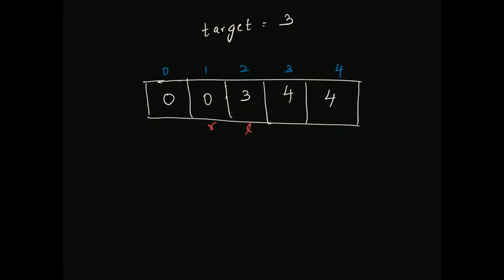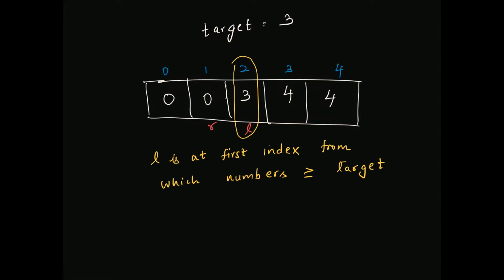Left pointer is now at the first position where the value is greater than or equal to the target. Now that we found the first position, we can easily count the number of elements in the array that are greater than or equal to the target by subtracting the index from the array length.